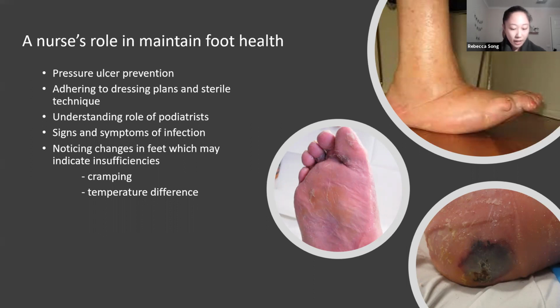Important to identify any foot abnormalities as well. So these could be things such as temperature difference too. Temperature difference is important in terms of podiatry. We assess the patient's temperature in their feet for their neurological and vascular assessments every time that they come in.